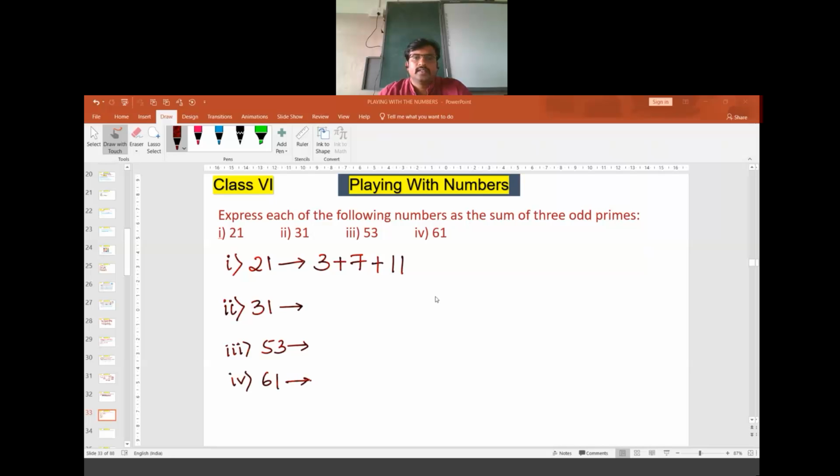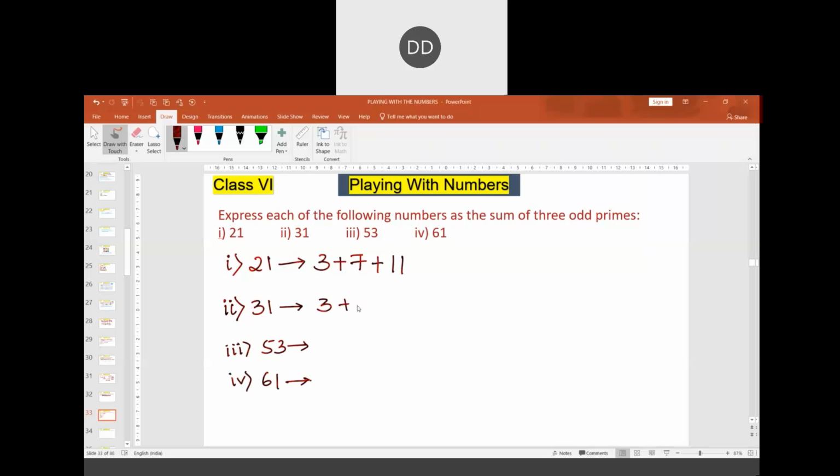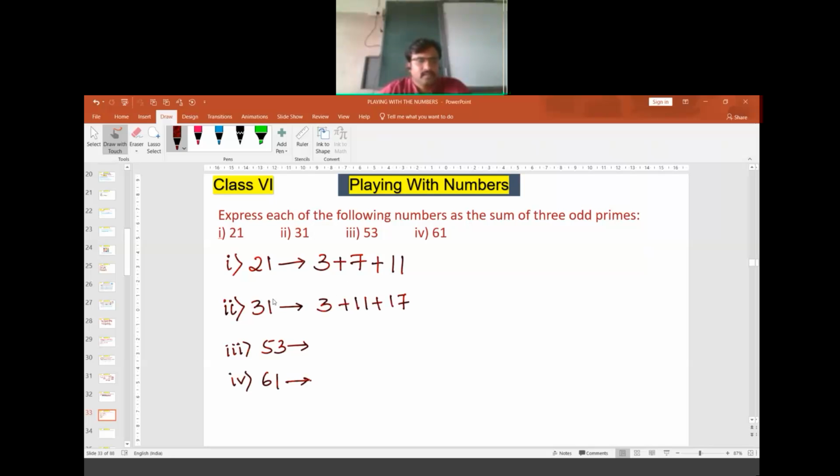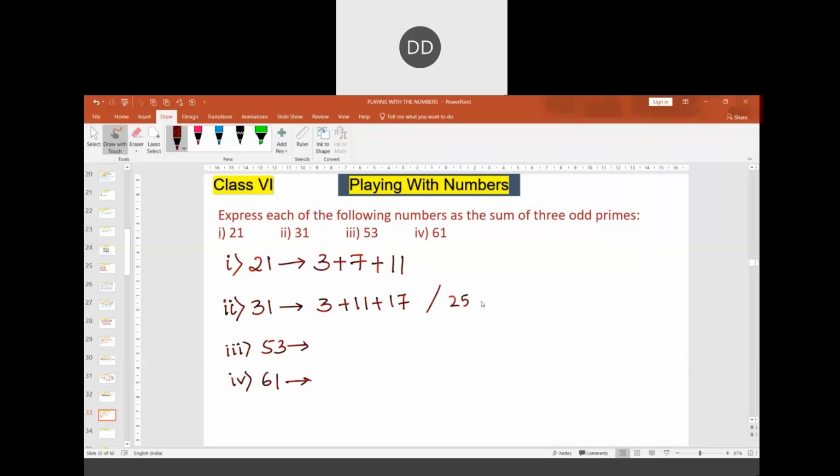31 is a combination of 7, 11 and 13. Huh? 7, 11 and 13, I think. Not 23, 3. When 23 is added to 11, or 5 added to 17, you will get 31. The 23, 5 and 3.